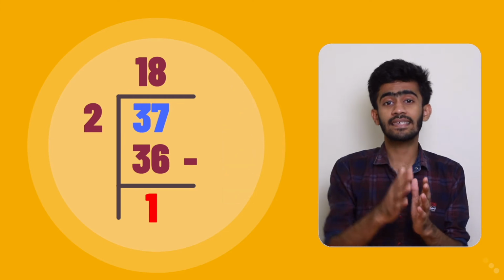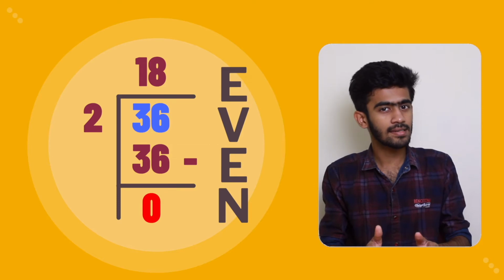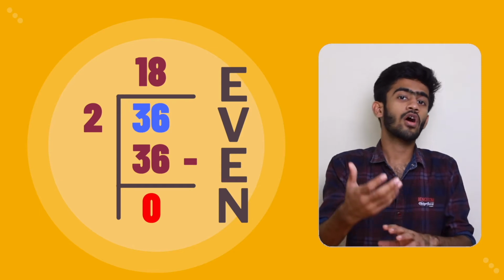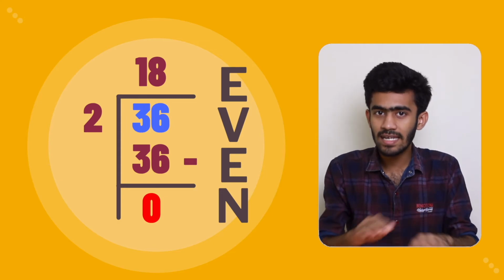But if we take the example of 36 and not 37, we would have got 2 times 18 is 36, and when we subtract this from the original dividend, we would have got the remainder as 0. So we can say this 36 is perfectly divisible by 2. Hence we can say 36 is an even number. But 37, as we saw earlier, had a remainder 1 and hence it is an odd number. So what we are doing here is dividing it by 2 and checking for the remainder. If the remainder is 0, we can say it is an even number. If the remainder is 1, we can say that it is an odd number.